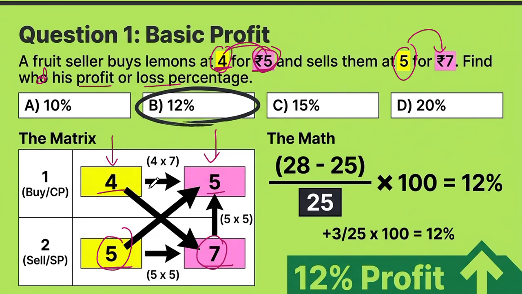So we do the cross multiplication. No need to write the formula also. 7 into 4 is 28, minus 5 into 5, which is 25, divided by the cost, which is 5 into 5, so 25, multiplied by 100. So 28 minus 25 is 3 upon 25 into 100. If we cancel 25, fours are 100, so 3 fours are 12, and our answer is positive. So yes, we are in profit, and the profit percent is 12%. The correct answer for this question is 12%.